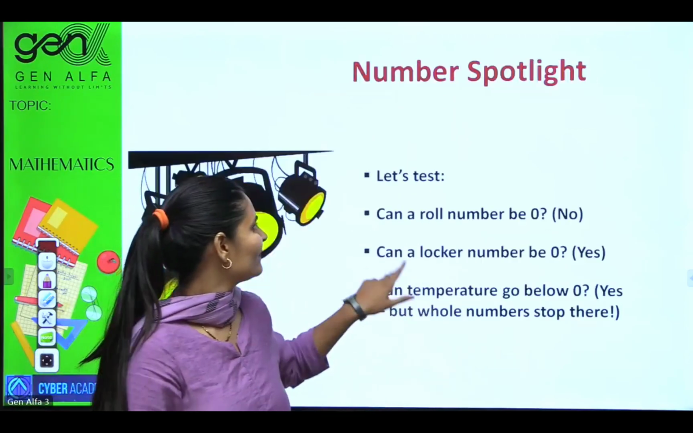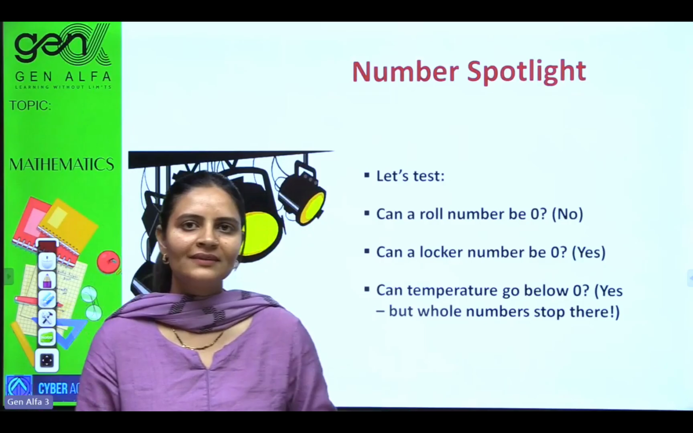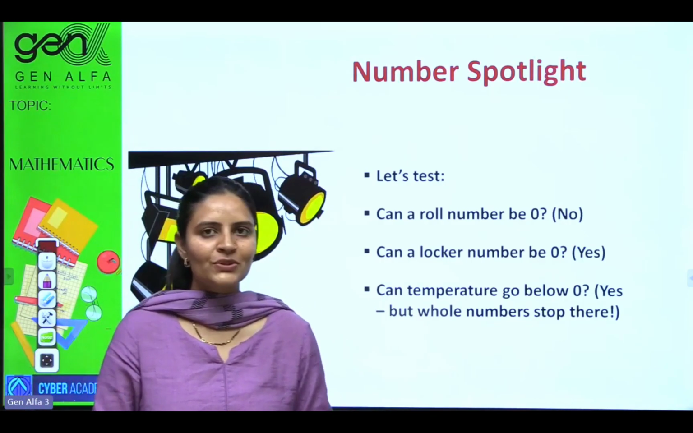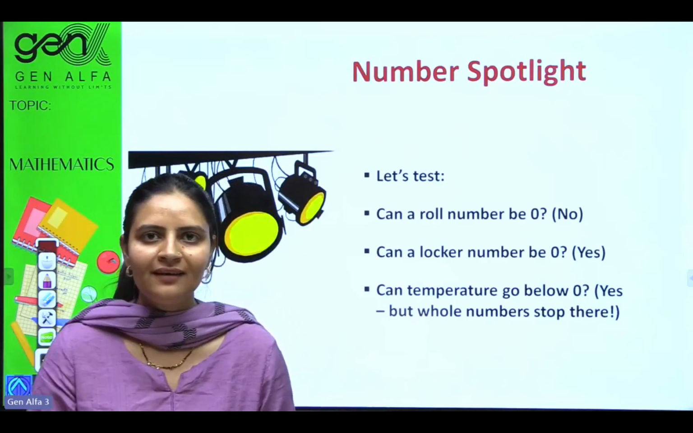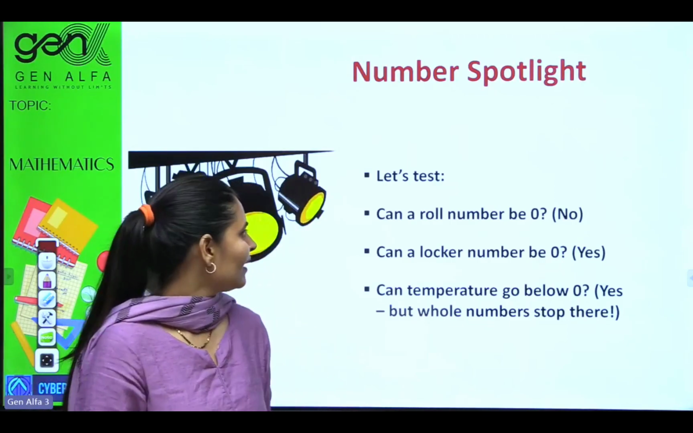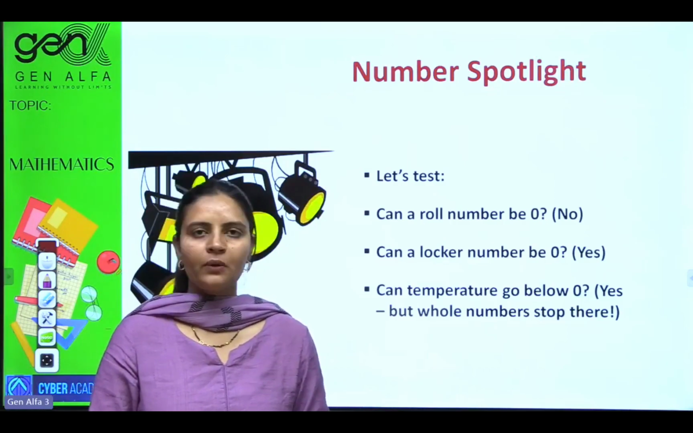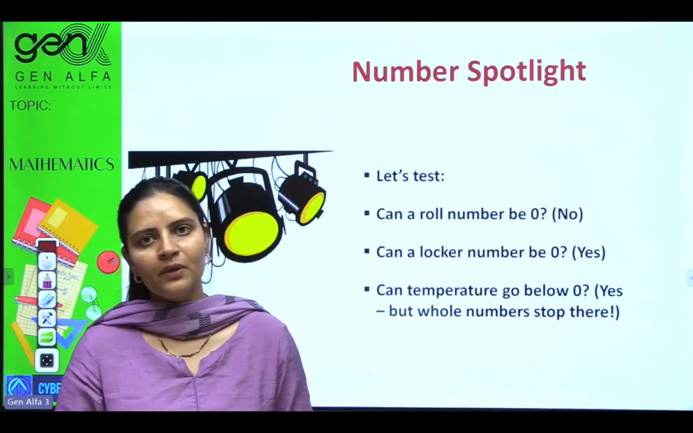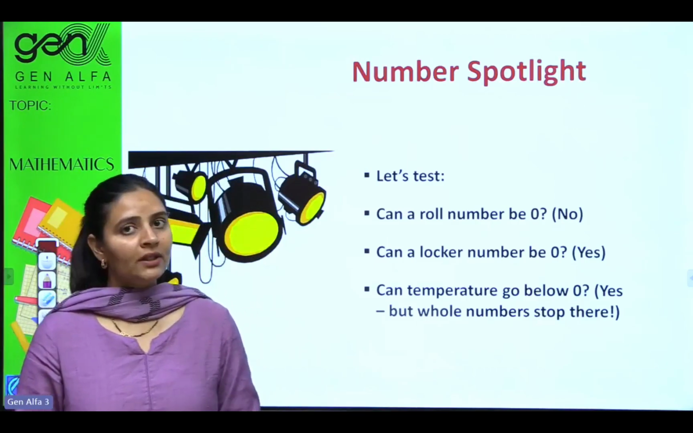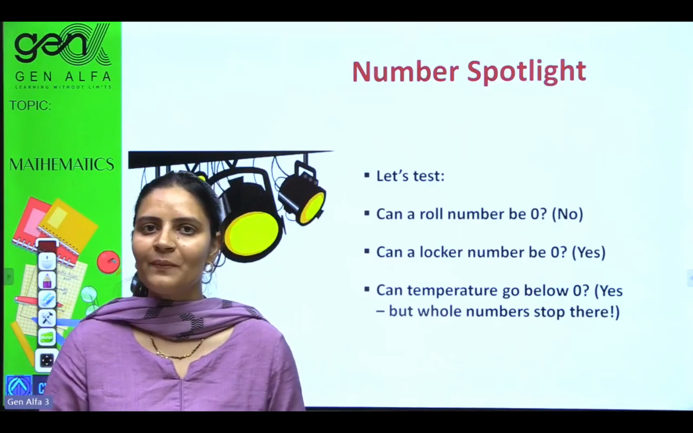Let's test. Can a roll number be 0? No. Roll number is assigning the roll calls to students, to people. If there is no people, you cannot count as 0. Can a locker number be 0? Yes, it's just a label. Locker number 0, locker number 1, locker number 100. Can temperature go below 0? Yes, it goes. This is the concept for negative numbers. That is a lesson for another day.